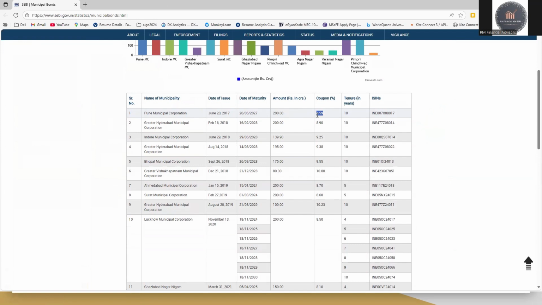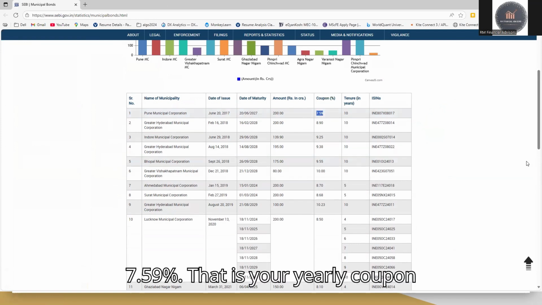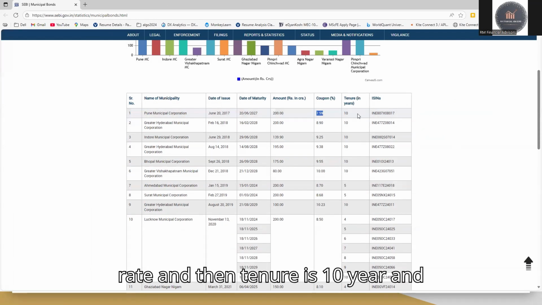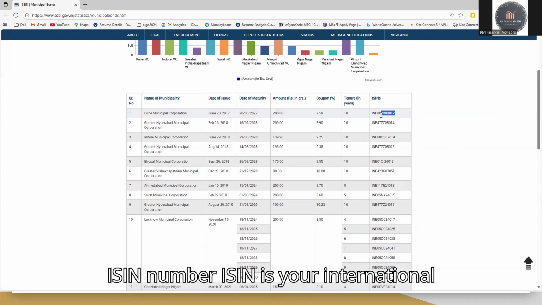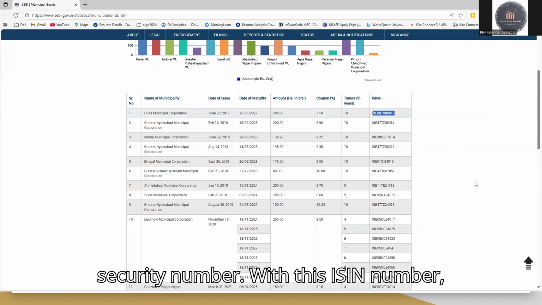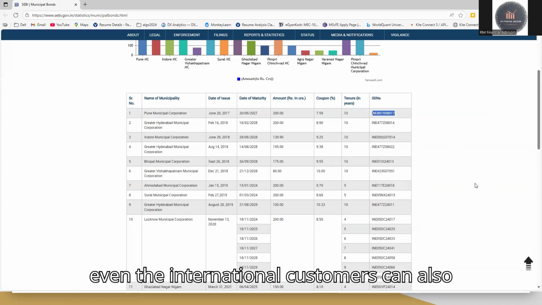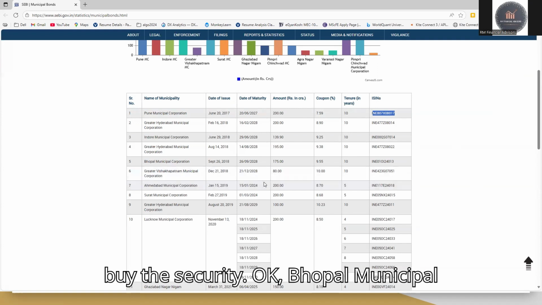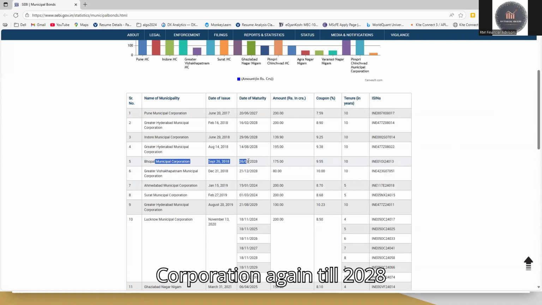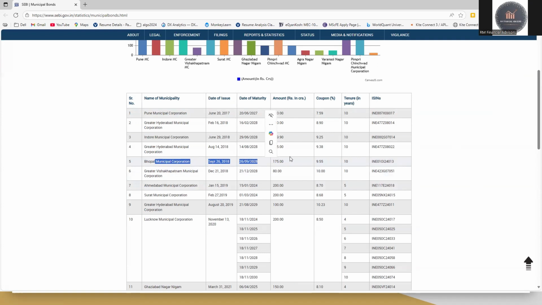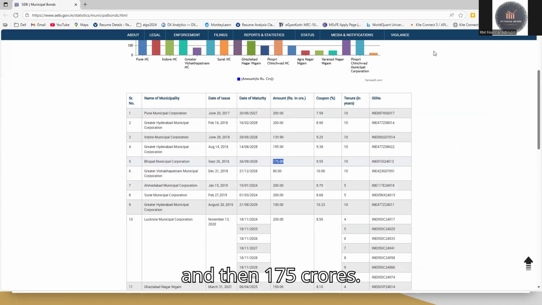Coupon was 7.59%. That is your yearly coupon rate. And then the tenure is 10 years, and the ISIN number. ISIN is your International Securities Identification Number. With this ISIN number, even international customers can buy the security. Okay. Bhopal Municipal Corporation, again till 2028, and 175 crores.